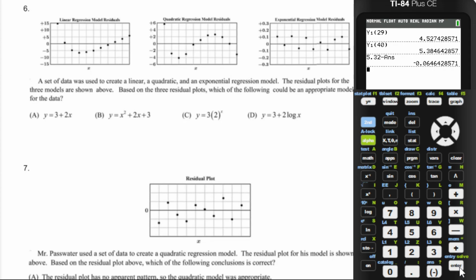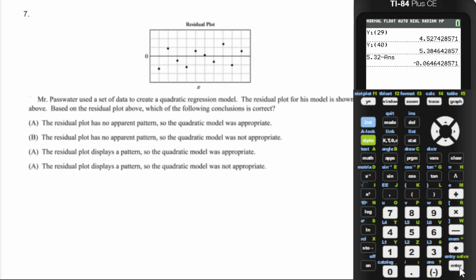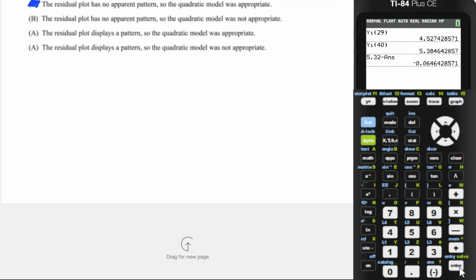Okay, linear regression, I'm seeing a pattern. Quadratic regression, yet another pattern. Exponential regression, pretty much scatter. So I like the exponential model, okay, because I'm seeing no pattern here. So I think that it's probably an exponential equation that would best model the data. Residual plot, this again is pretty random scatter. Got a quadratic regression model. Which of the following conclusions is correct? No apparent pattern, so yes, it's appropriate. Yeah, there we go.